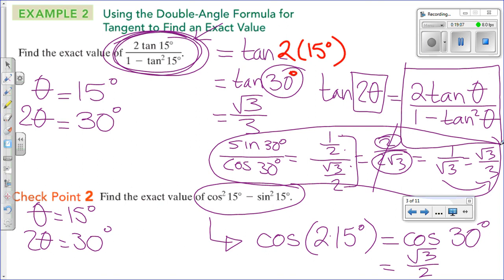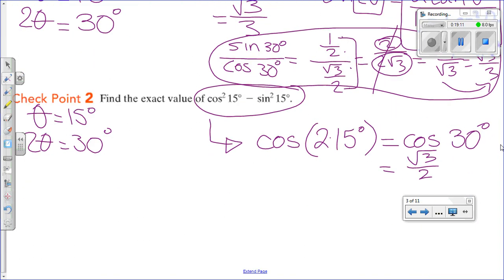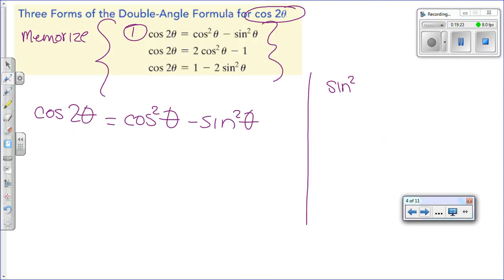Checkpoint 2 is similar to it, but this is the formula for the cosine of a double angle. The angle theta again is 15, so 2 times 15 is 30. And then cosine of 30 is just that. Now moving on, those 3 are the variations of the cosine of 2 theta. So I'm going to show you how to derive them.